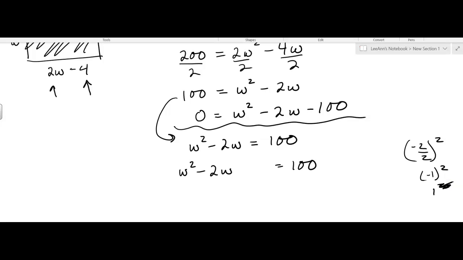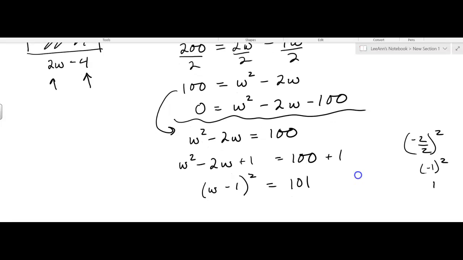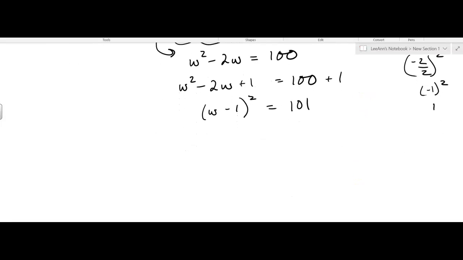Let me erase that blob there. Okay, so if I add 1 to both sides, then on the left-hand side I have w minus 1 squared equals 101. Now, I didn't have to switch it. I just thought it might be easier for you to follow because this is the way we've done them in the past. Now I can take the square root of both sides. I'm going to put the plus or minus in for now. I don't know what the square root of 101 is. I'll just have to use my calculator in a minute. I am going to put 1 on the other side, though.